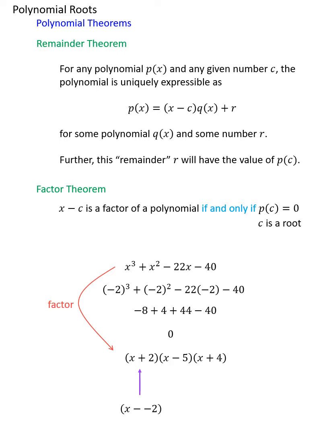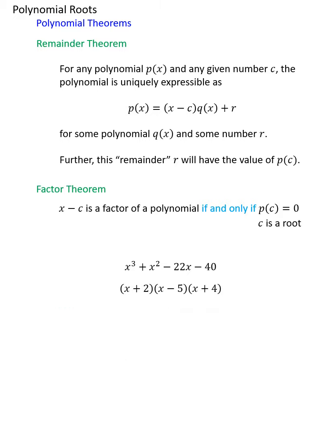Stated more plainly, if negative 2 is a root of this polynomial, then x plus 2 is a factor. And conversely, if x plus 2 were known to be a factor of a polynomial, then it shouldn't be surprising that that polynomial evaluated at negative 2 works out to 0.